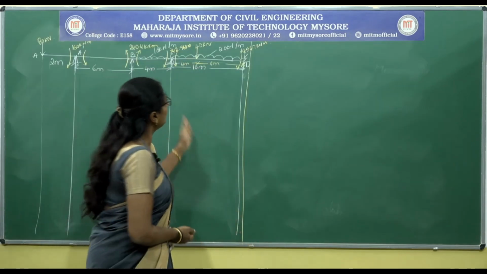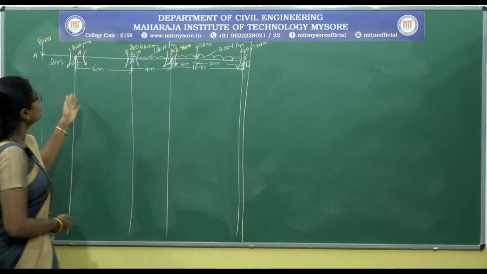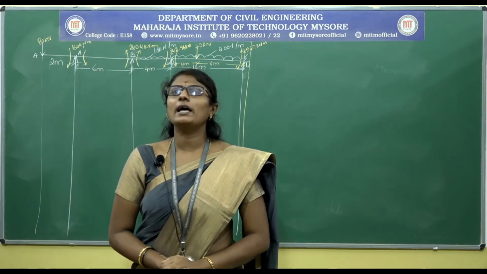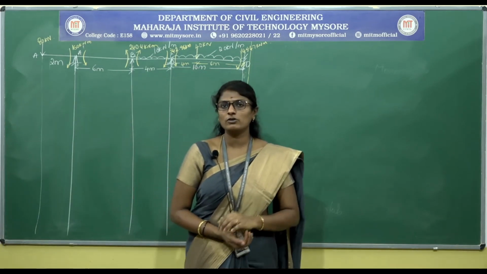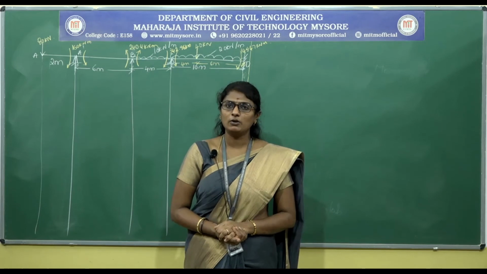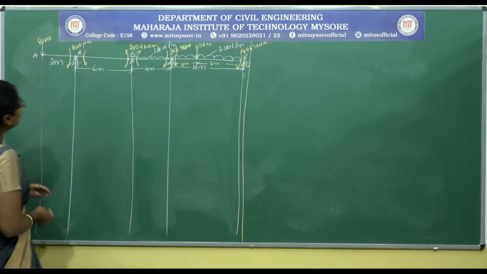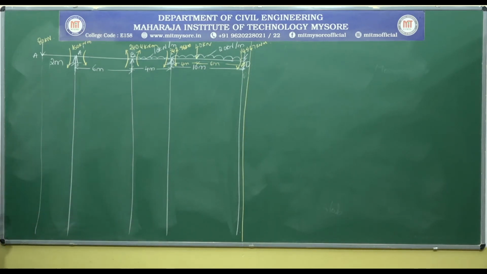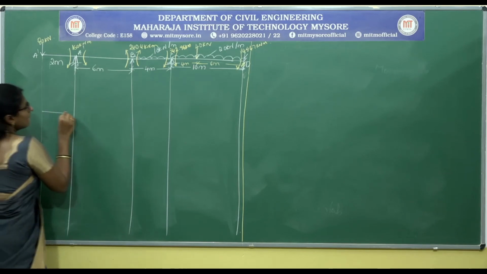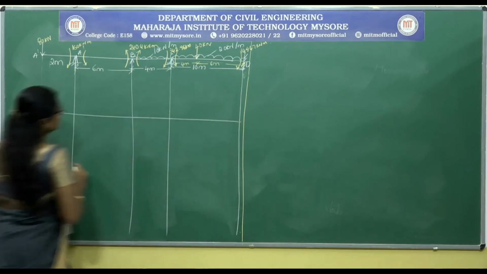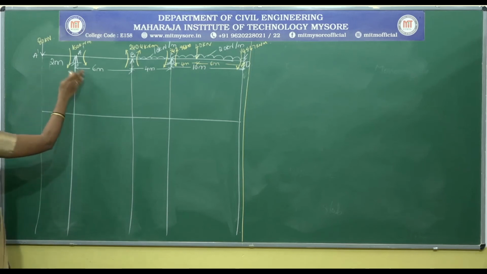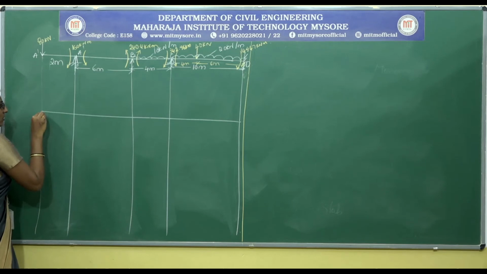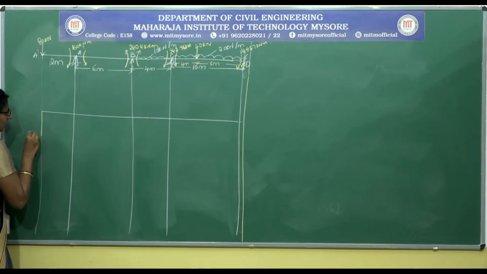So after calculating these reactions at each joint, now we need to draw the SFD and BMD, that is shear force diagram and bending moment diagram. For this, initially let us draw the shear force diagram. Now for the span A dash A, since 80 kilonewton load is acting downwards, the load is minus 80 kilonewton.